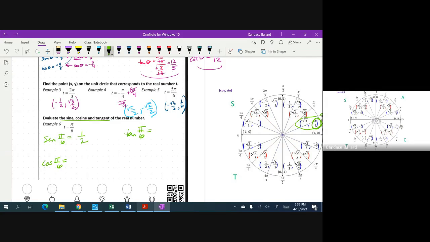Okay, the cosine of pi over 6 would be my x coordinate. So I'm just going to write down the x coordinate. So it'd be square root of 3 over 2.